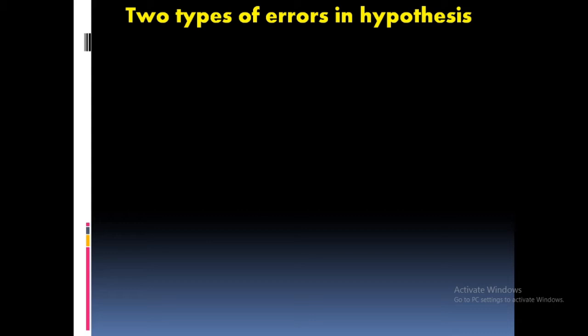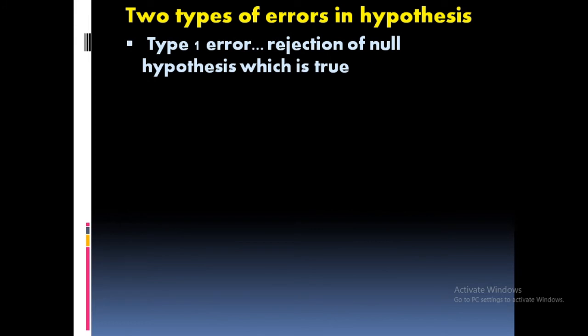Now, while constructing a hypothesis, there are chances of errors coming up. There are two types of errors usually observed in hypothesis. What are they? Type 1 error: rejection of a null hypothesis which is true. Understood? A null hypothesis that is true, but by your own mistake you reject it. That is a type 1 error.